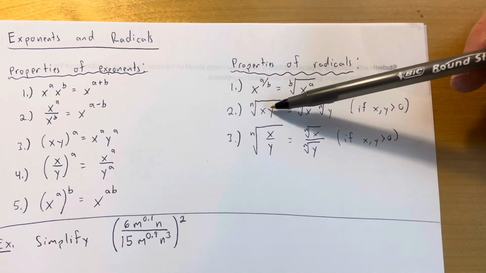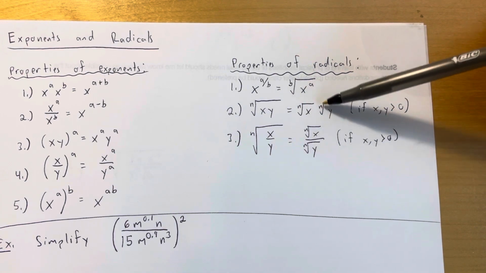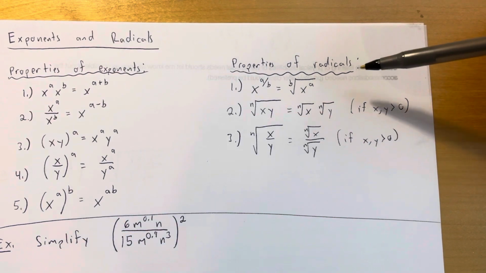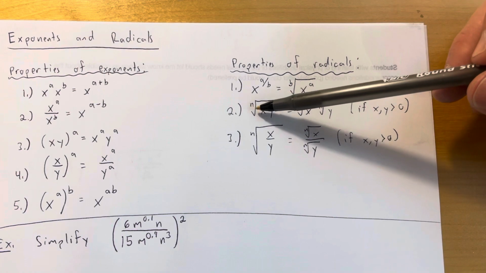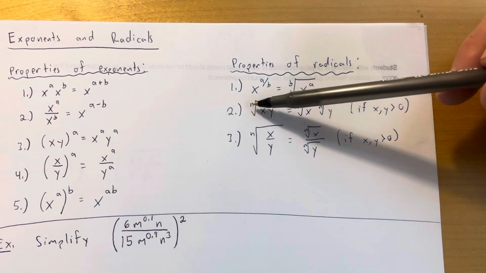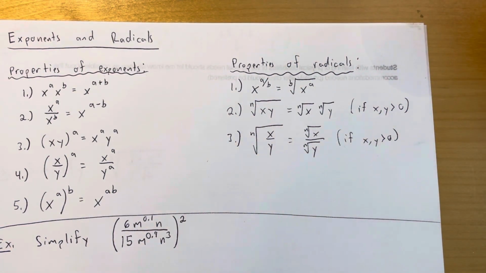If I want to take the nth root of a product like x times y, that's the same thing as the nth root of x times the nth root of y. You'll notice in parentheses here I said if x and y are both greater than 0, meaning both positive. Now that's not always necessarily the case. For example, if n is 3, if I'm taking the third root of something, I can take a cube root of negative numbers. But since I'm not specifying what n is, if n is something like 2, you can't take the square root of negative numbers, not without introducing complex numbers, which we don't do anything with in this class.